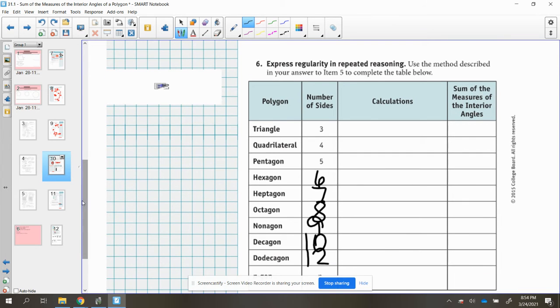What we're seeing is we saw that this was 180 degrees, 360 degrees, 540 degrees, 720.